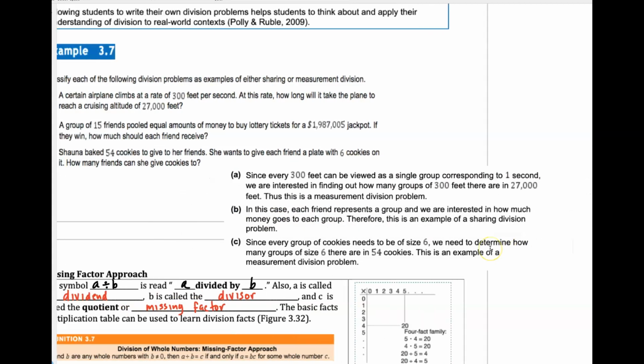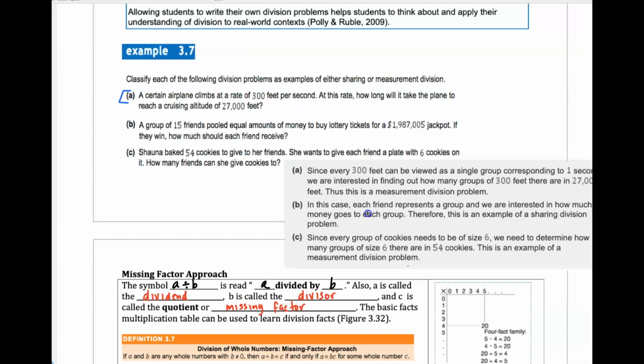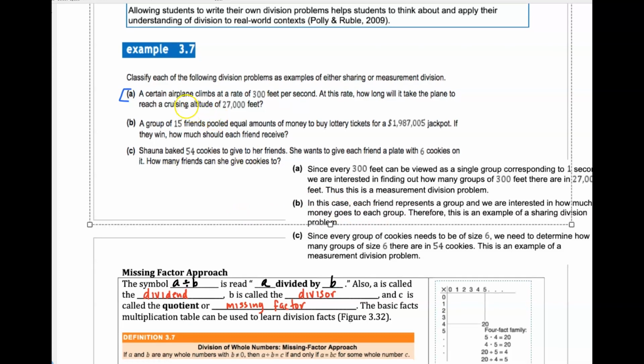There we go. Looking at that right there, again, we'll come back to A. Part B is a sharing division, because how much should each friend receive? So you're sharing out. Your friend is the group in this case. In part C, 54 cookies to give to her friends. She wants to give each friend a plate with 6 cookies on it. How many friends? And so in this case, the friends are the group. So how many groups are there? So this is a measurement.